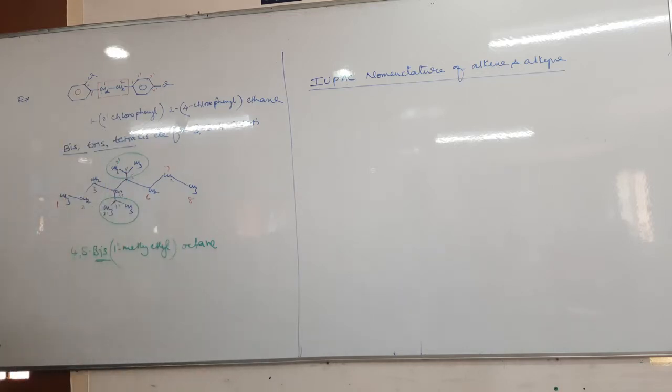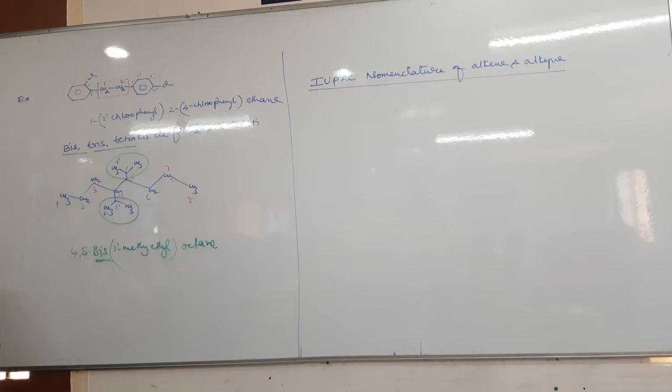First one, selection of parent chain. Select the longest chain having more number of double or triple bonds. In bracket, sometimes longest chain rule is violated.